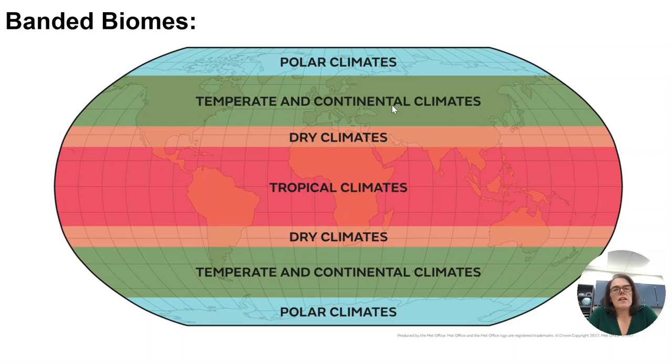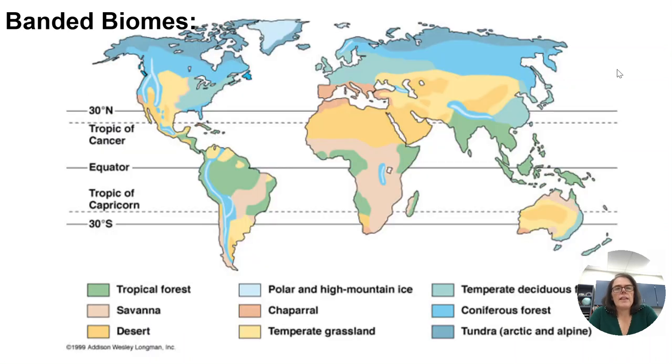Then in between, we have temperate climates with seasons, and this is where we are. Here we are, right there. And then above that, the polar climates where we have that very low angle of insolation coming in. And here's the biomes. So let's take a look here at a map of the actual biomes.